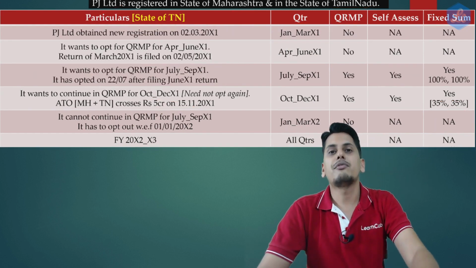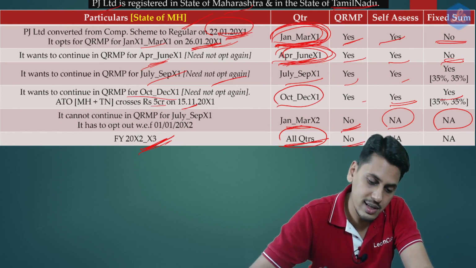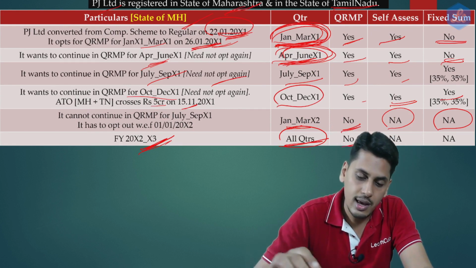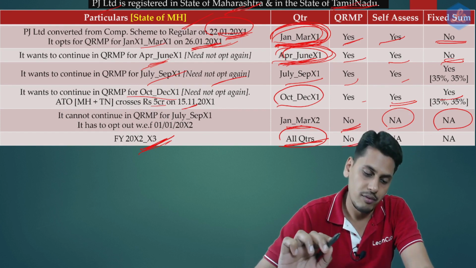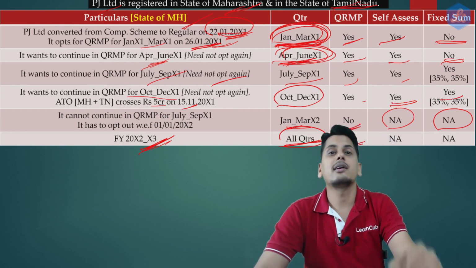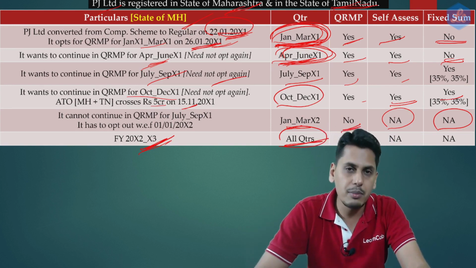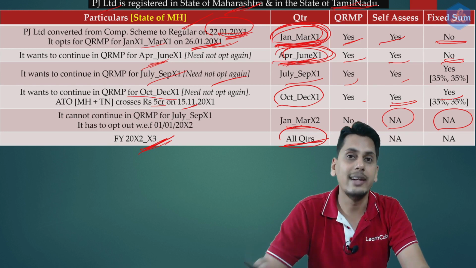Let's take the state of affairs of Tamil Nadu. Please do not lose the track. PJ Limited was registered in the state of Maharashtra and also in the state of Tamil Nadu. We have analyzed independently for the state of Maharashtra whether it can operate under the QRMP scheme. If yes, whether fixed sum is available. This analysis was done independently.